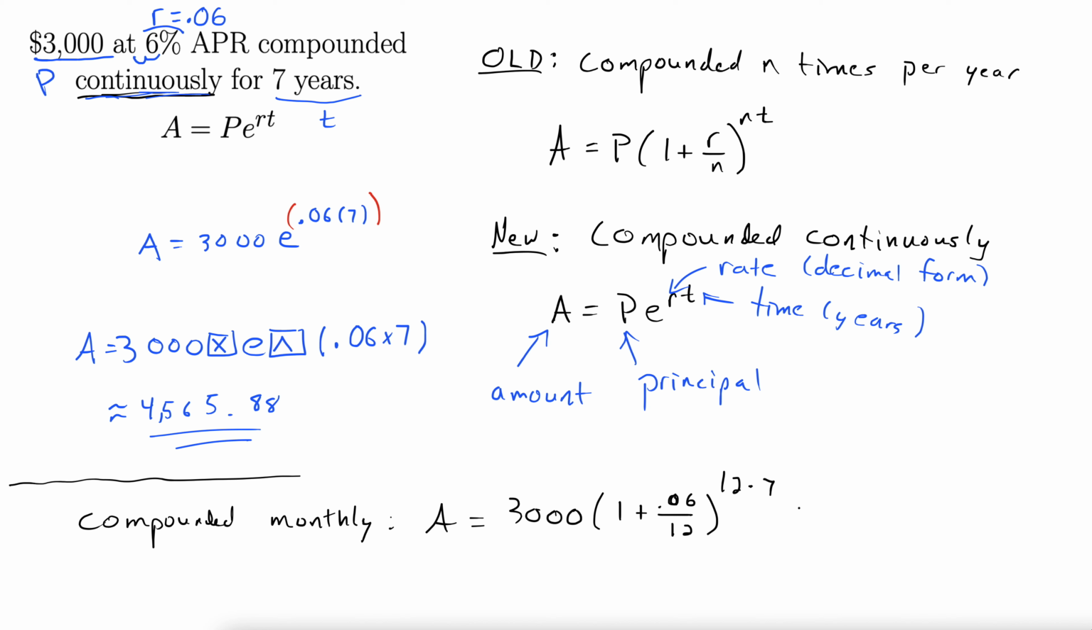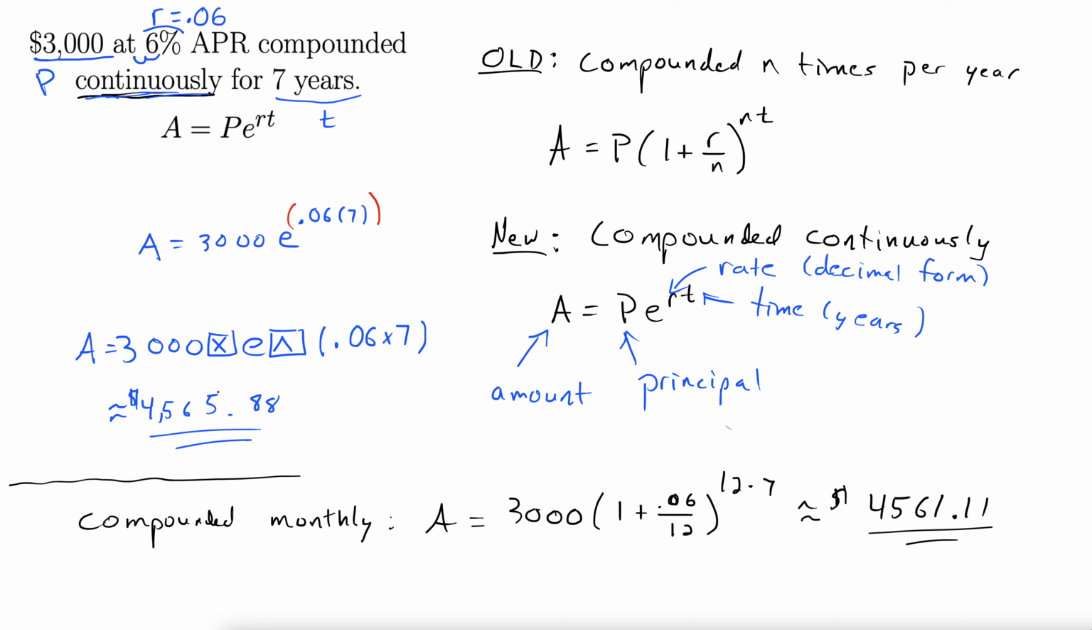Okay, so putting this into a calculator gives $4,561.11. Okay, so compare these two. This should be dollars as well. All right, yes, it's a little bit more compounded continuously over 7 years. What is that, about $4 more?